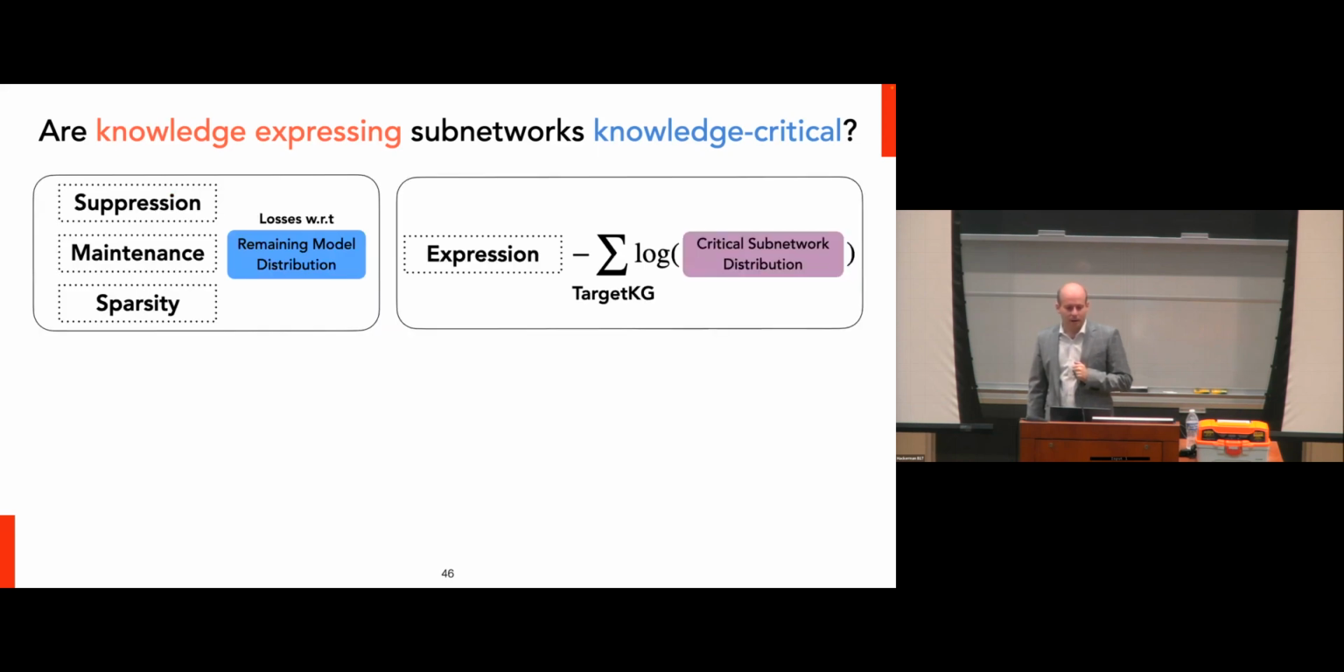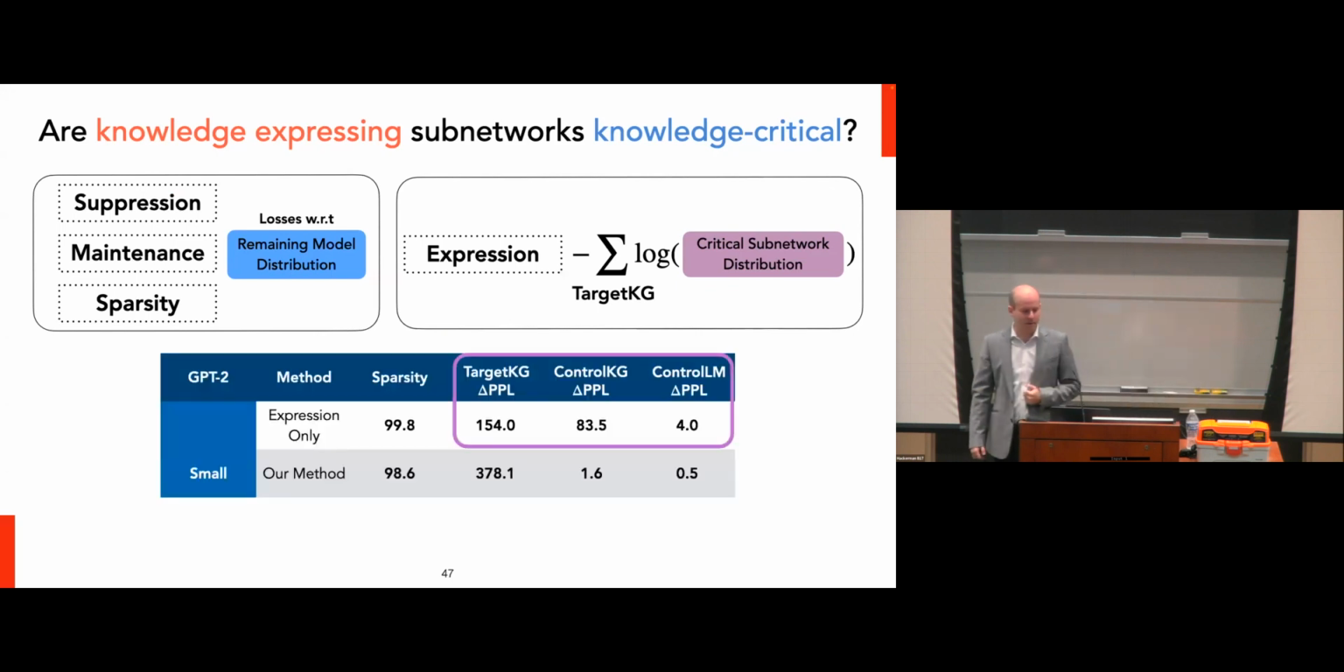So, if we ask, are knowledge expressing subnetworks the same as knowledge critical subnetworks? We find that they actually don't tend to be. We define knowledge expressing subnetworks as ones that essentially just try to maximize the likelihood of the target knowledge that we see. So we find a subnetwork that maximizes the probability of the final token in the goal target knowledge.